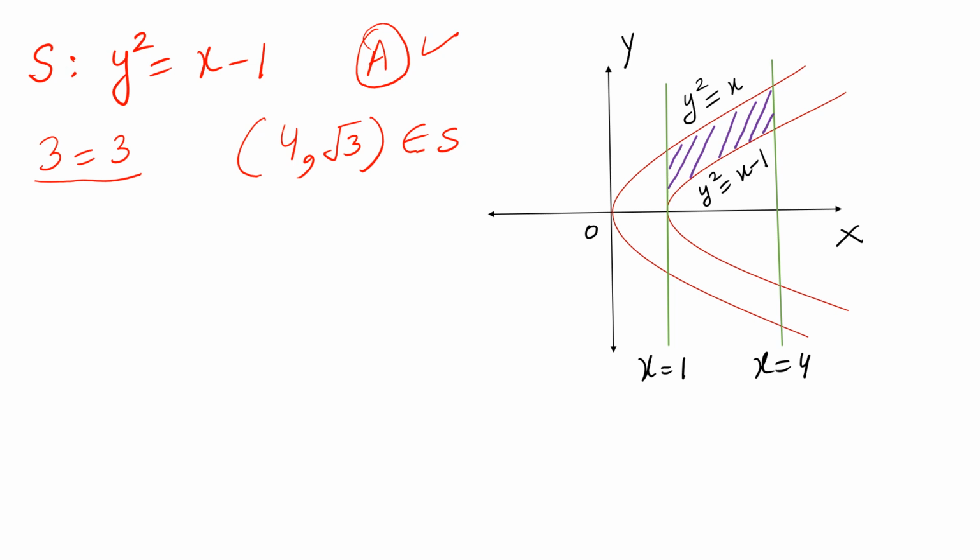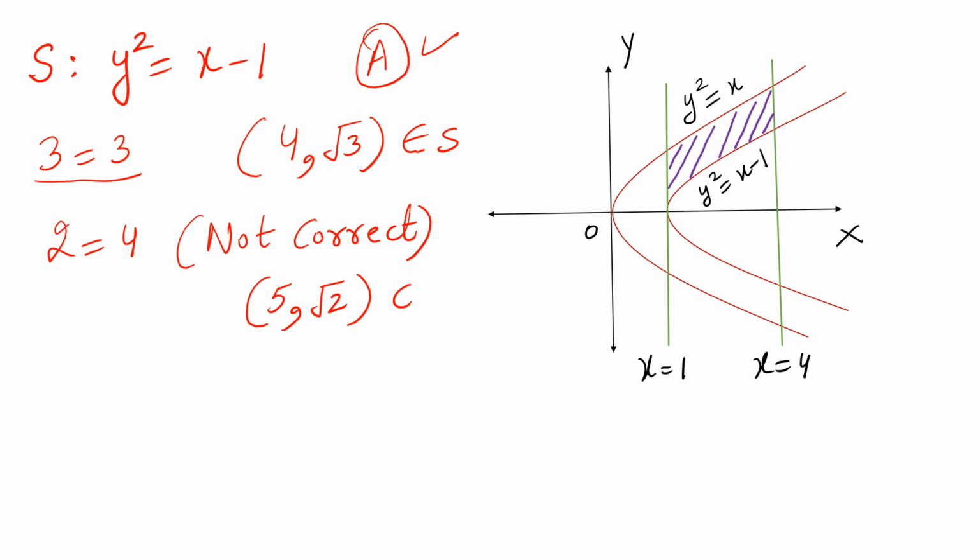Now second option says point 5 comma root 2 belongs to S. When I put x as 5 and y as root 2 in this equation, I get 2 equal to 4, which is clearly false. So this means point 5 comma root 2 does not belong to S. That means option B is not correct.